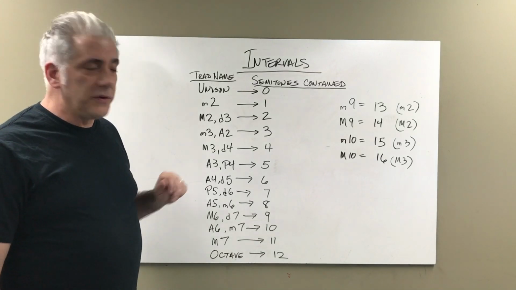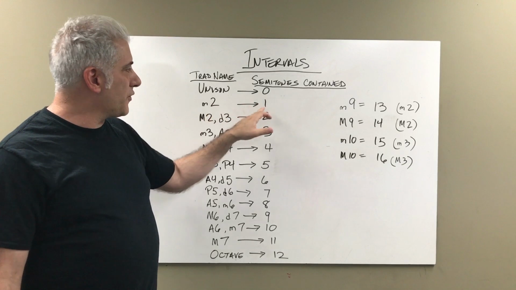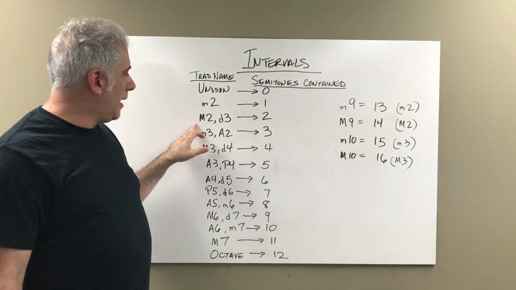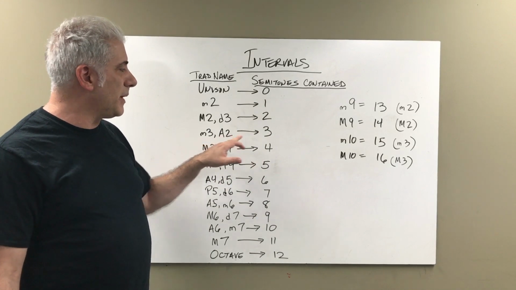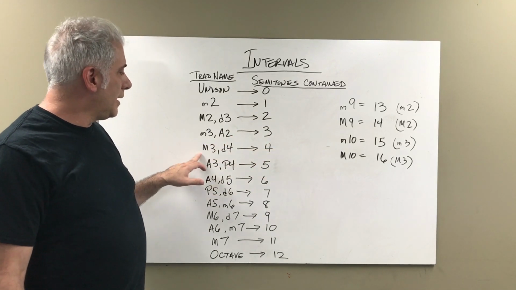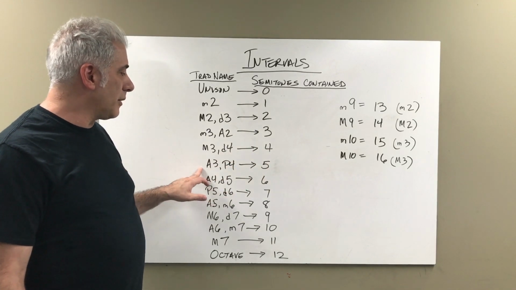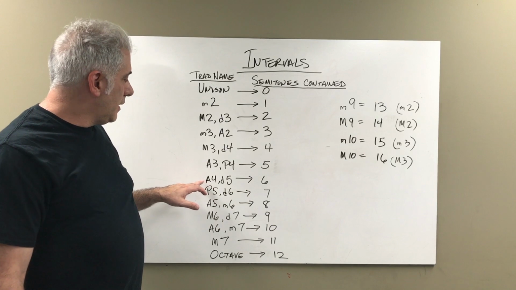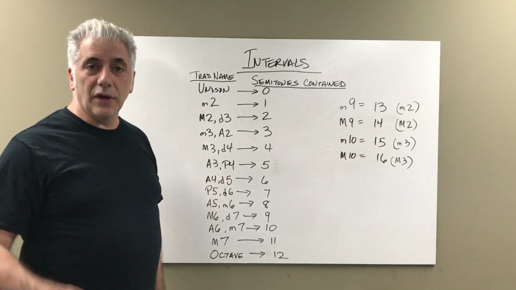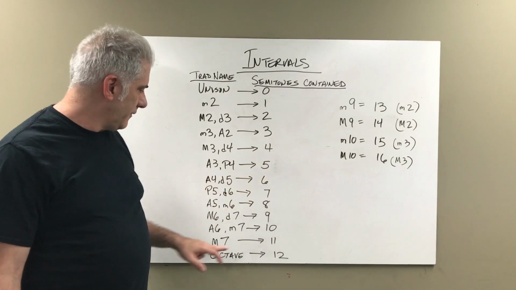Our traditional interval names, for example: 0 half steps is the unison. A minor second is 1 half step. A major second or diminished third is 2 half steps. Minor third or augmented second is 3 half steps. Major third or diminished fourth are 4 half steps. An augmented third or perfect fourth are 5 half steps. The augmented fourth or diminished fifth, also known as a tritone, is 6 half steps, dividing the octave.